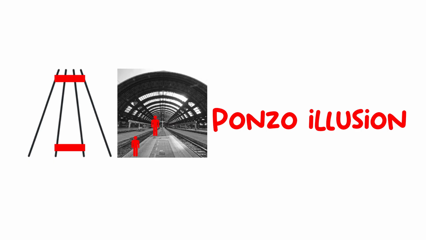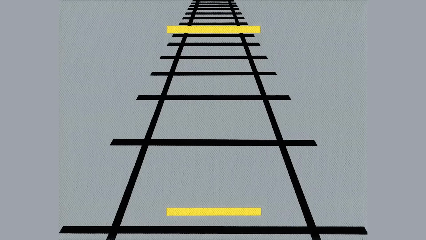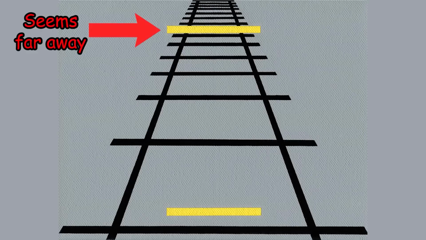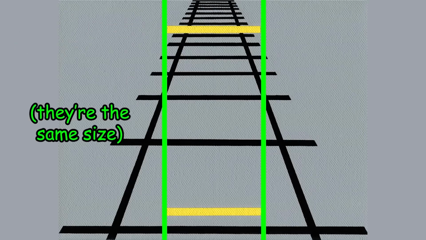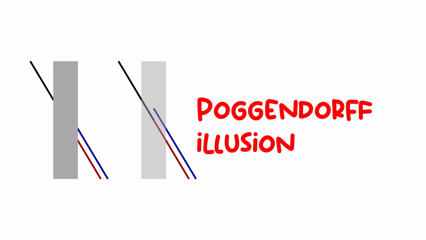Another example is the Ponzo illusion, where an upper line appears longer due to the surrounding context suggesting depth. Similarly, the Poggendorff illusion creates the impression that a blue line continues from a black line due to the specific arrangement of patterns and borders.